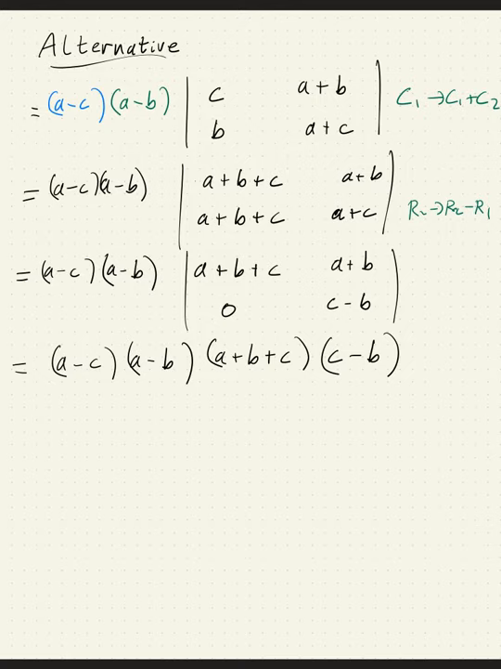And so that's the same answer we got before, except I've used operations with rows and columns to factorize it inside the determinant instead of just multiplying it out and then factorizing later. So that's an alternative way of getting that same answer that we just got.